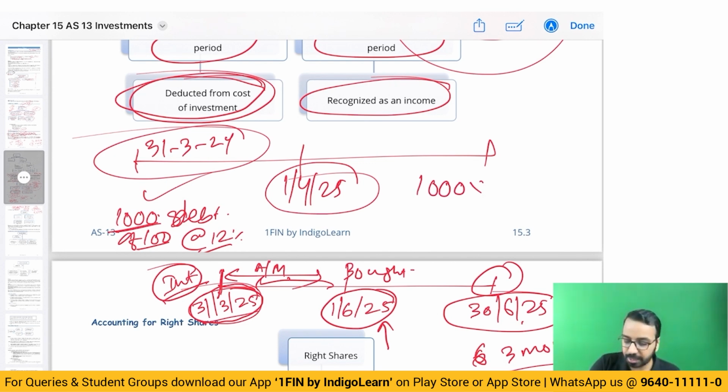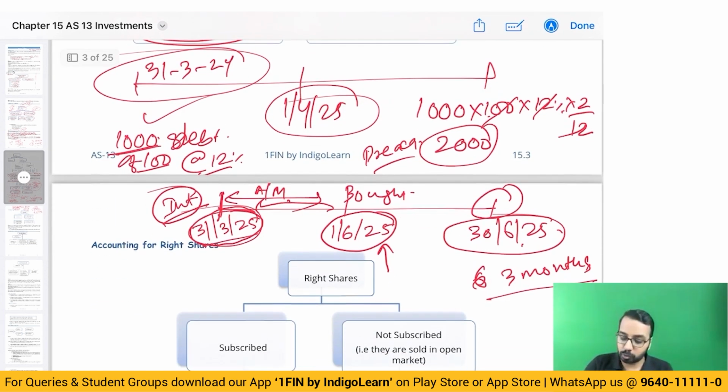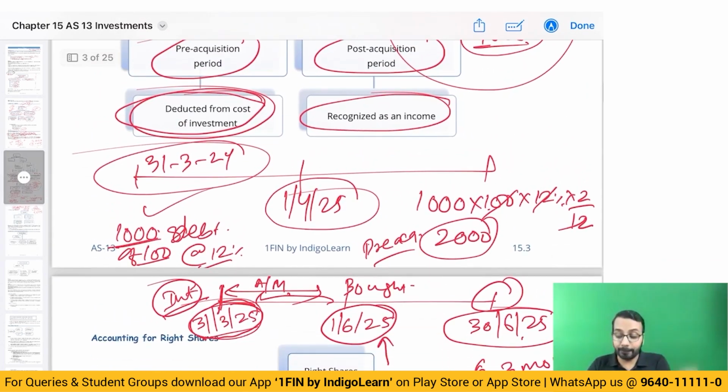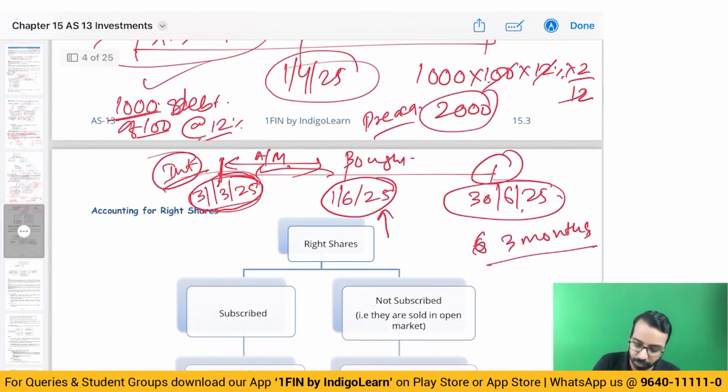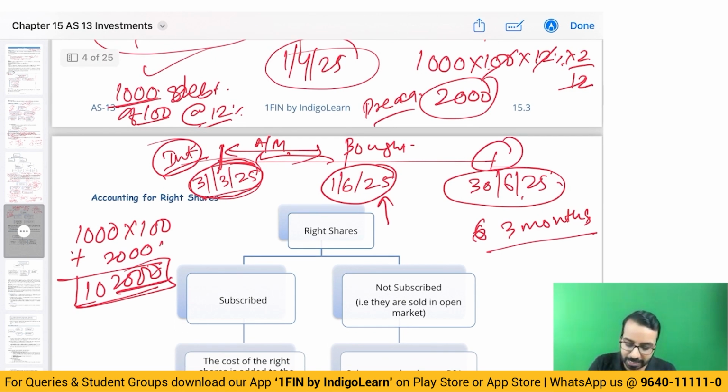So generally what happens is, I'll calculate interest for 2 months. That is 1,000 into 100 into 12% into 2 divided by 12. 12% of 100 is 12, so this gets cancelled. Interest is 2,000. This is called pre-acquisition period interest. So when I am buying the debentures from the other party, he would say the amount you have to pay is 1,000 into 100 plus 2,000, that is 1,02,000. When I pay this 1,02,000, 2,000 is for the interest, 1,00,000 is for the debenture.